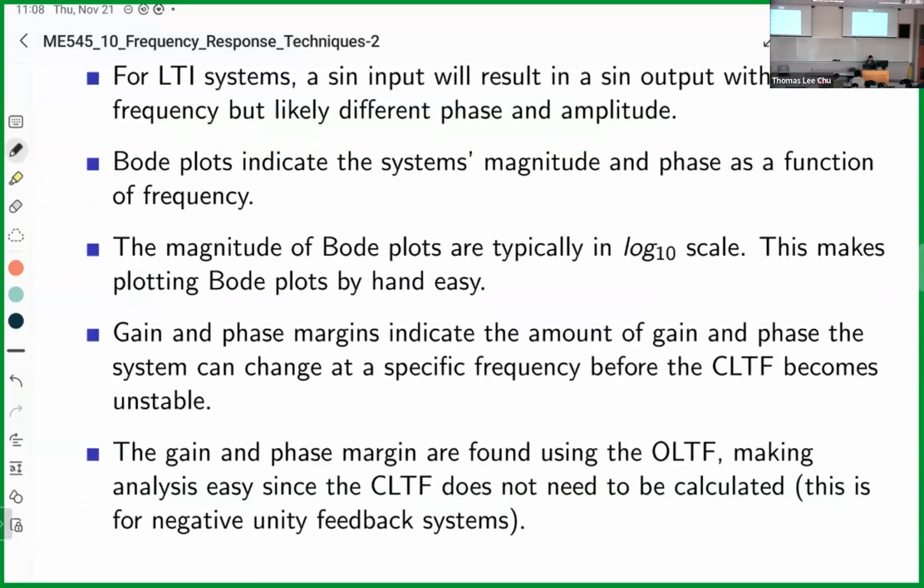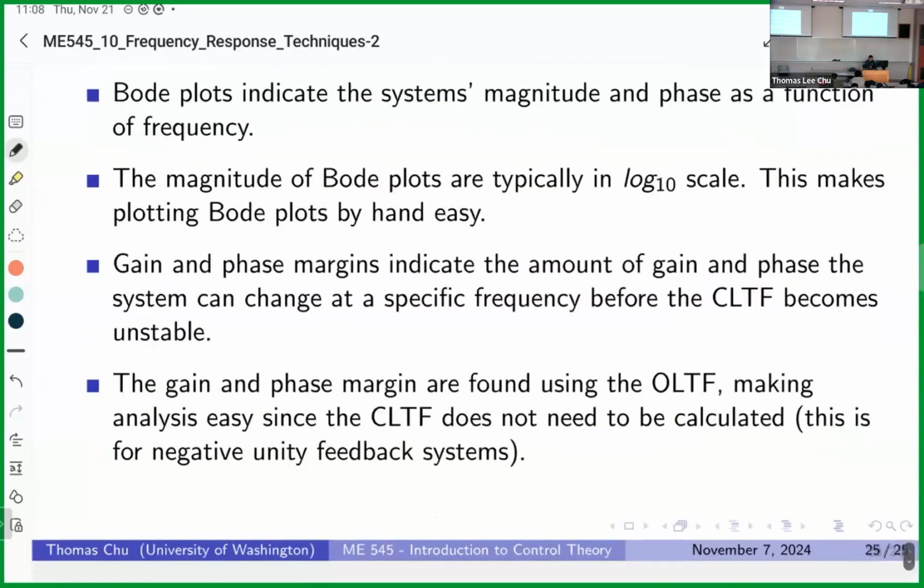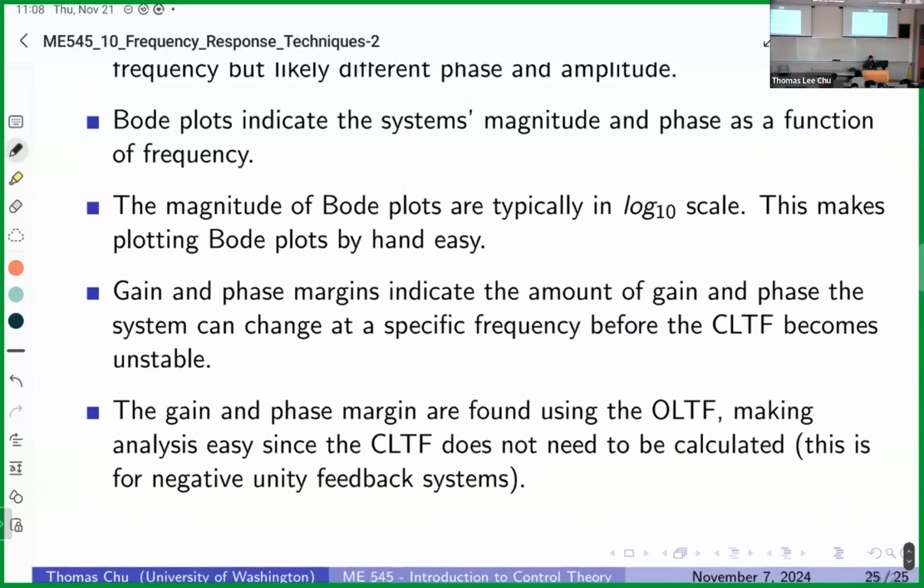And then we talked about gain and phase margins, which indicate the amount of gain and phase the system can change at a specific frequency before the closed loop transfer function becomes unstable. The gain and phase margins are found using the open loop transfer function, making analysis easy since the closed loop transfer function does not need to be calculated. This is specifically for negative unity feedback systems. I'm going to talk more about gain and phase margins with the Nyquist stability criterion. I think it's more intuitive with that plot instead, which will be the final section that we're covering for this class.